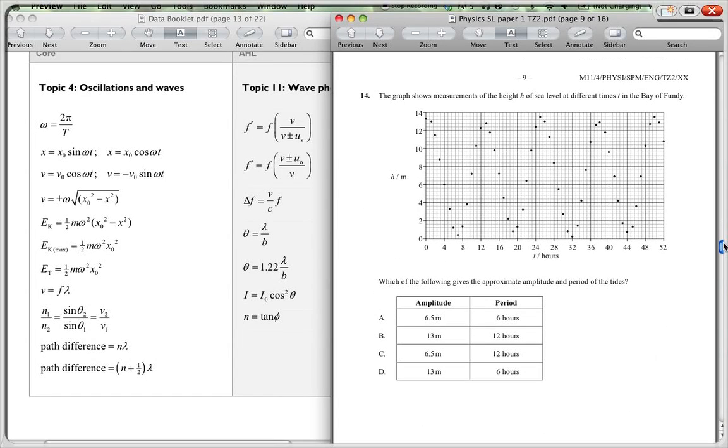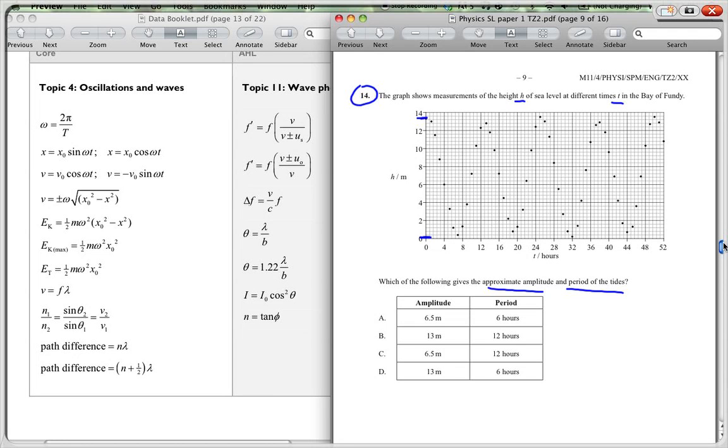We have, for this is 14, the graph shows measurements of height h of sea level at different times in the Bay of Fundy. Which of the following gives the approximate amplitude and period of the tides? Alright, so amplitude is from your equilibrium point or your middle position to the furthest position. So if I'm looking at this, it's going from just about 0 to just over 13.